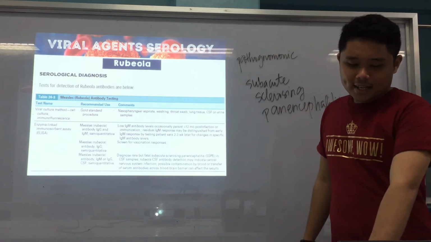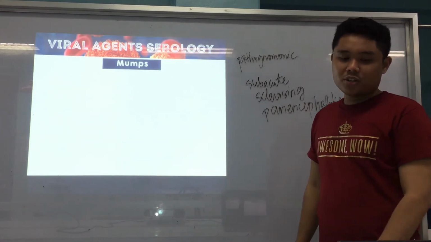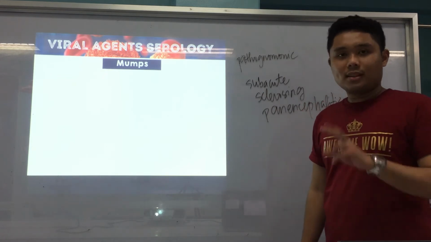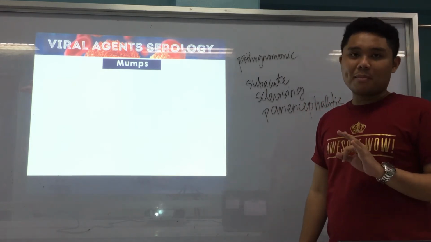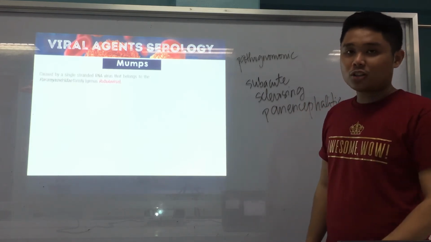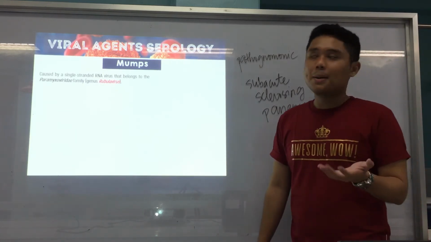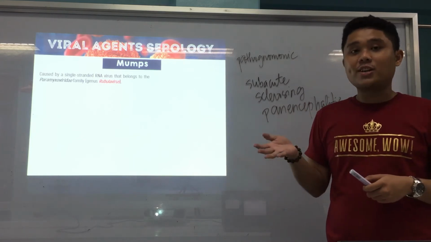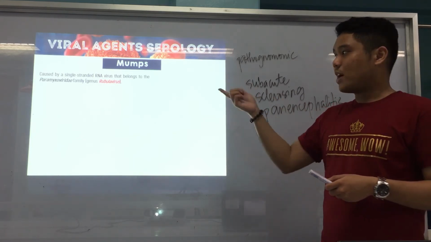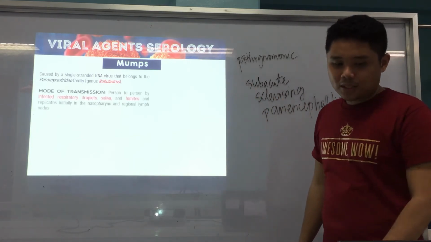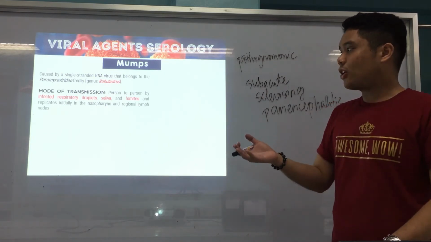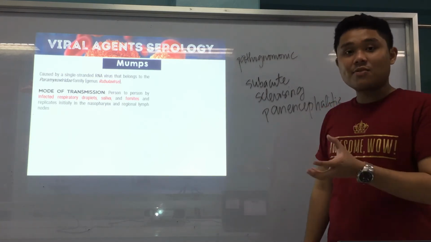Now for the next virus, this is of course your mumps, the third part of MMR. Mumps is caused by mumps virus, of the same family as rubeola, Paramyxoviridae, but a different genus. Mumps mode of transmission is still direct contact, respiratory droplets, saliva, even fomites.